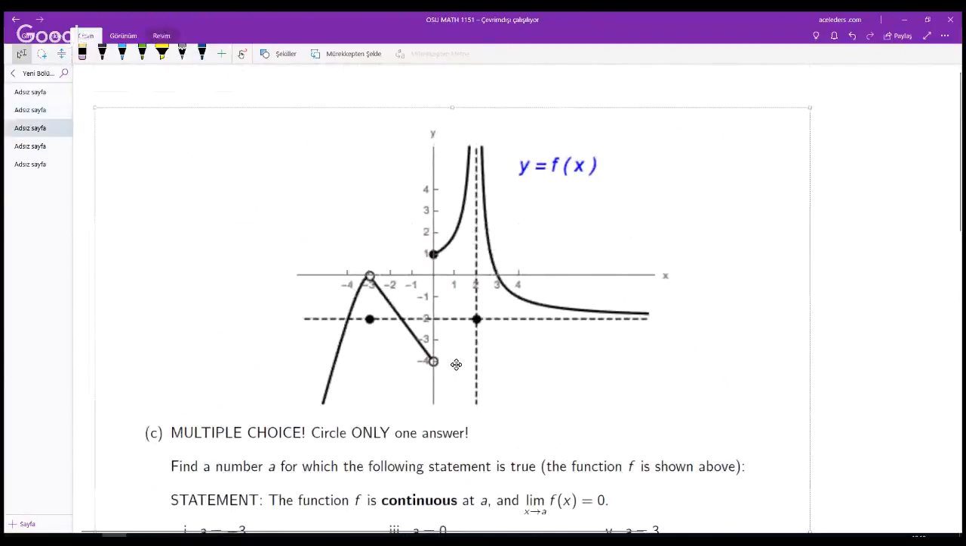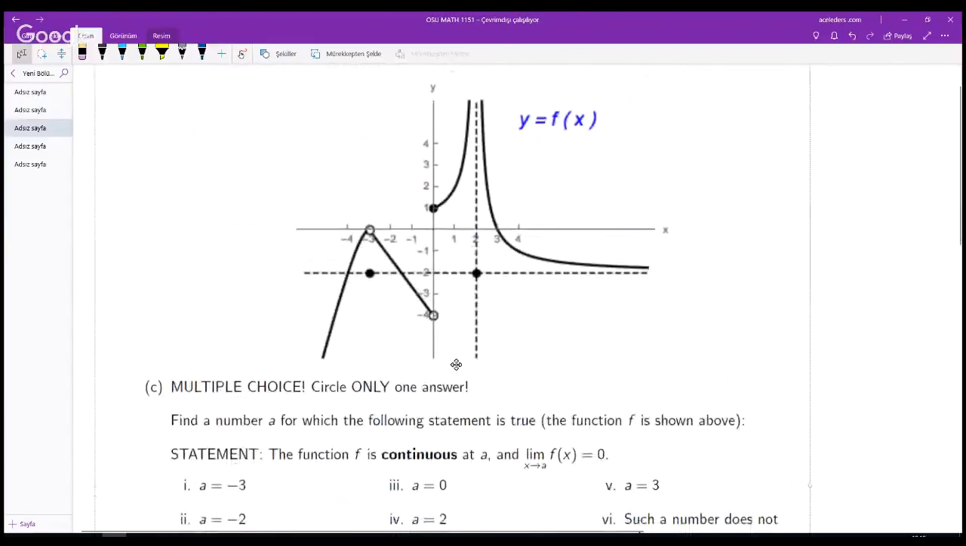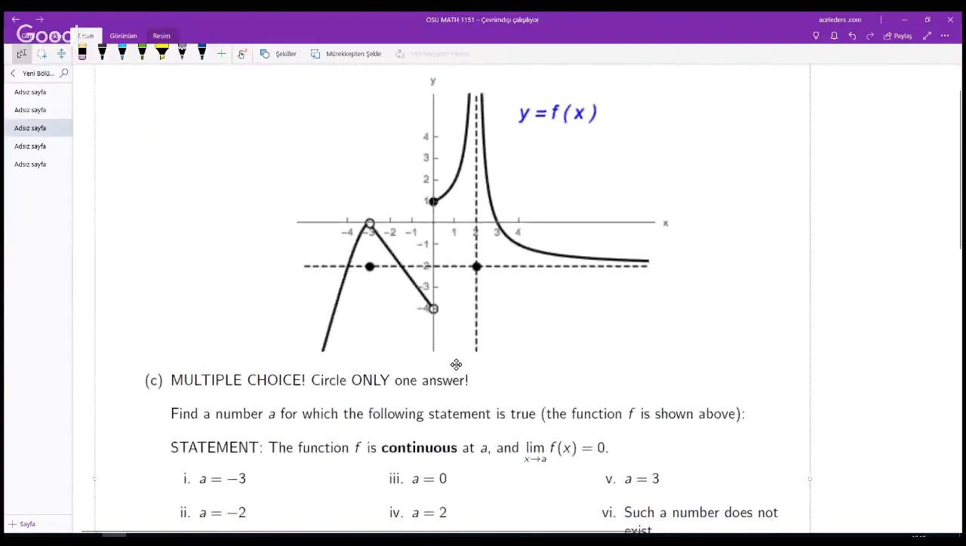So still the same function, the same graph. Now we have a multiple choice question. We will choose only one answer. Find a number a for which the following statement is true. The function f is shown above. Statement: the function f is continuous at a and limit f(x) as x approaches a is 0.